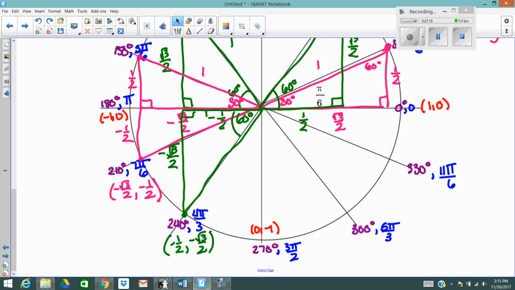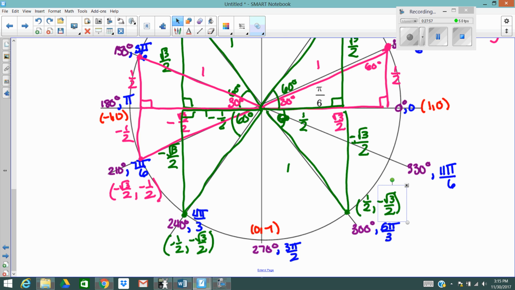And finally, in my last quadrant, my reference angle is 60 degrees. So opposite my 30 is 1/2, opposite my 60 is square root of 3 over 2. Negative because I went down. So I have cosine is 1/2 and sine is negative square root of 3 over 2.